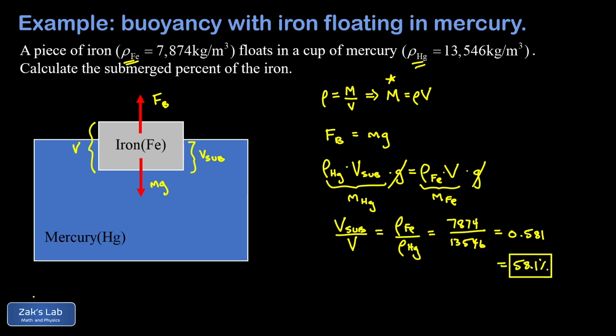So if you're lucky enough to ever be able to run this experiment with a giant cup of mercury, you can expect a sample of iron to sink just slightly more than halfway down before it's supported by the buoyant force and just floats there on the surface.